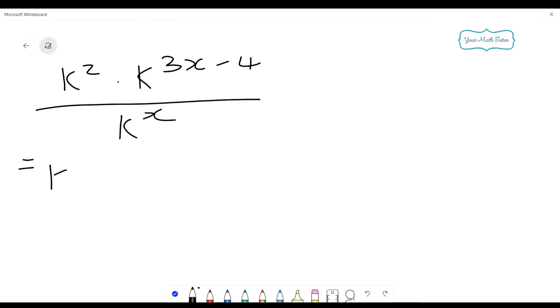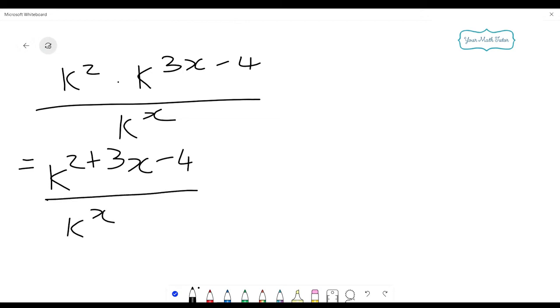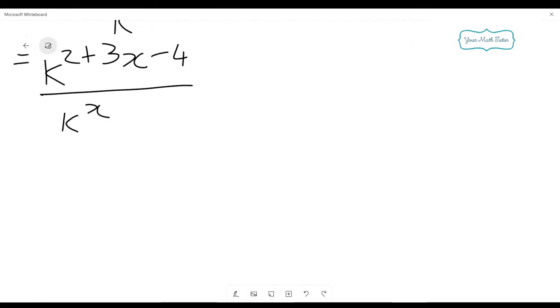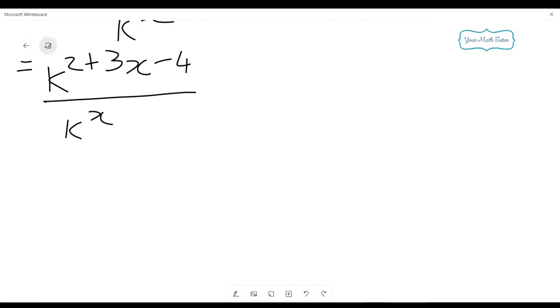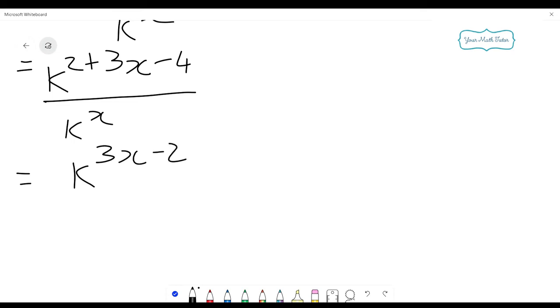So at the top, we're going to have k to the power of 2 plus 3x minus 4, divided by k to the power of x. Moving on, at the top we have 2 minus 4, which gives us negative 2. So it's 3x minus 2 at the top, divided by k to the power of x.